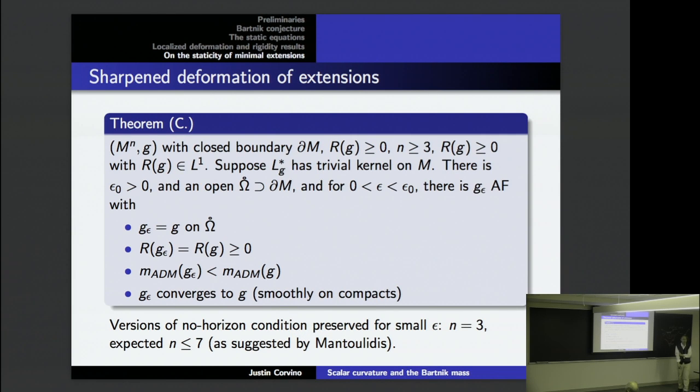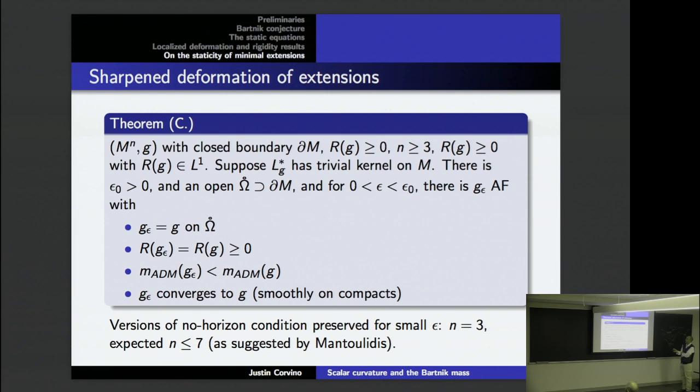All right, so let me state, and we have a few minutes, the magic of Beamer, the theorem, and then I'll make some comments. If there's time, I'll give a proof of a simpler version of it. So suppose you have an asymptotically flat metric, closed boundary, non-negative scalar curvature, said it twice for emphasis, with scalar curvature integrable. So you have the mass decay condition or something, so you have the mass well defined. So if you're not static, so L star has trivial kernel on M.